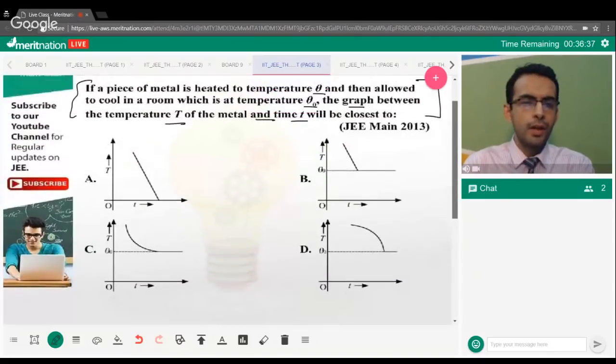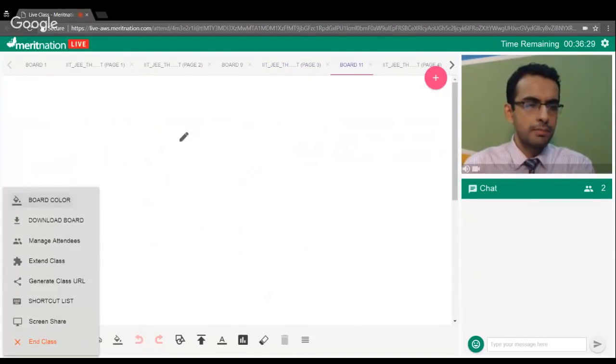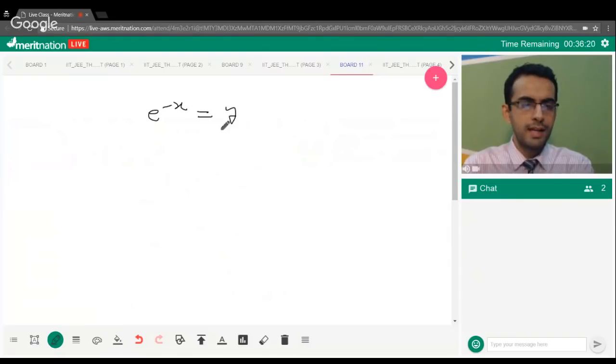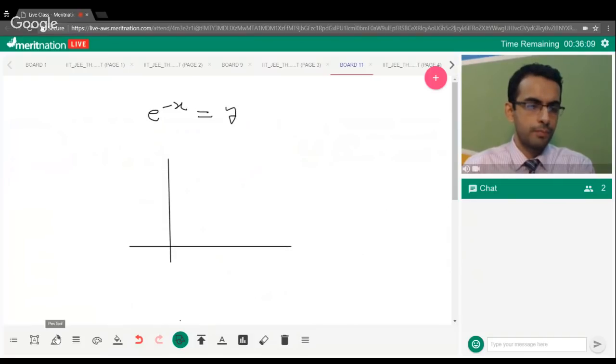So from here, we can understand that, students, if you have learned about the graph of exponential functions, you can say e raised to power minus x. If y is equal to e raised to minus x, the graph is like this. Let me draw it. It's like this, the kind of rectangular hyperbola.